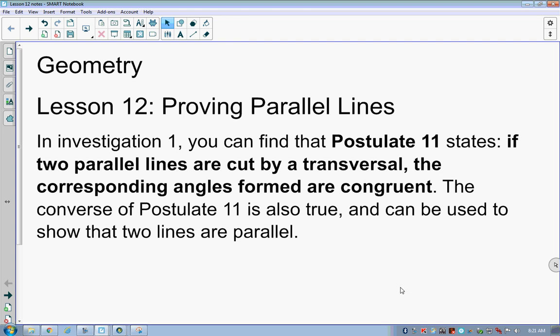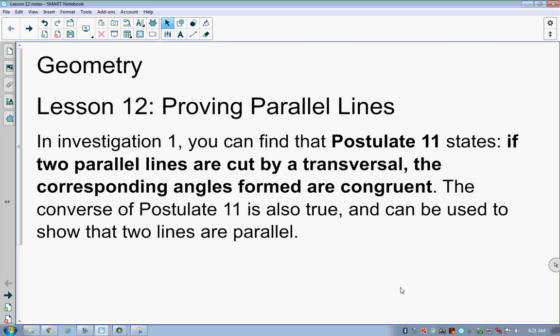Lesson 12, proving parallel lines. This is going to get used for proofs later on. Proofs are something that students struggle with, and so that's why I want you to get this introductory information in and that you understand it, because it's what you're going to end up using to answer questions that are going to be hard questions to answer later on.